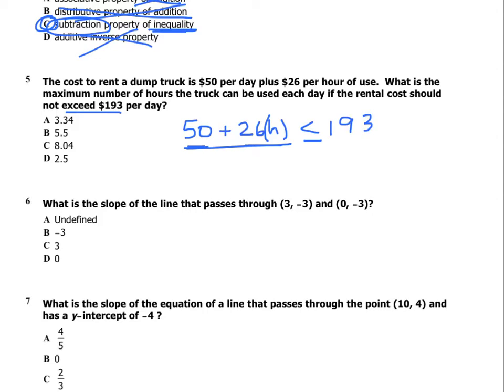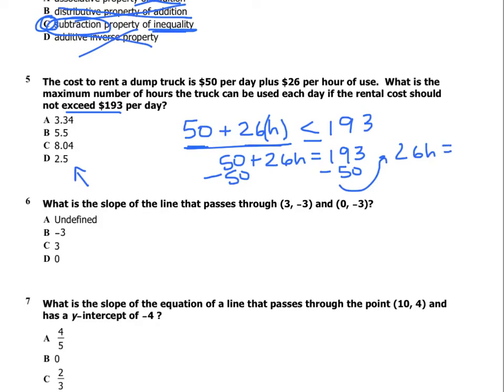Now, we could have made it equal directly because they just gave us values over here, like we're solving an equation. So it's 50 plus 26h is equal to 193. We're going to subtract 50 from each side. 26h is equal to 143. All right, and what does that come out to be when I divide it? Let's see, 26 goes about 5 times, so let's test out that answer, 5.5.